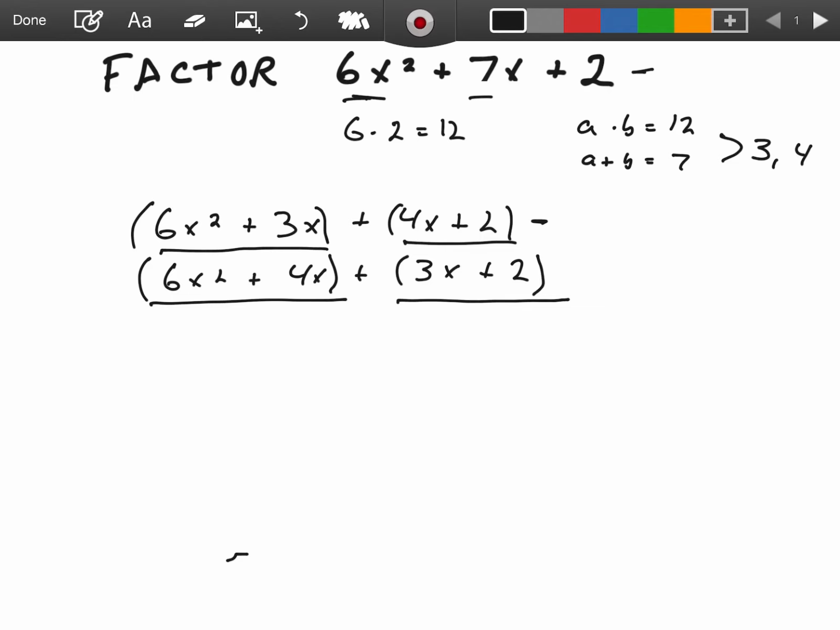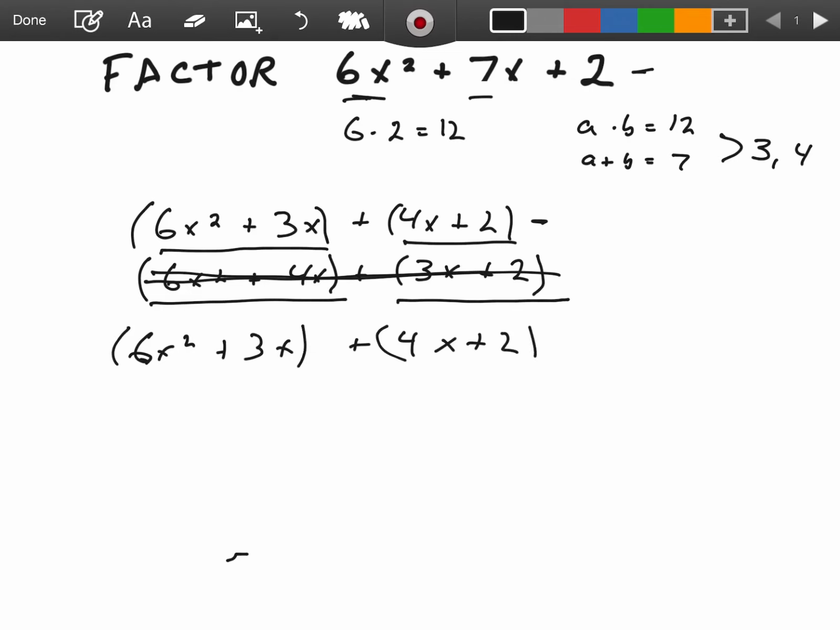Okay, so if I can't factor it, that tells me this is not the one to use. And usually that's what's going to happen. One of these works, the other one doesn't. Sometimes both of them work. But what I'm now going to do is take the equation that does work, so that's 6x squared, I'm just going to rewrite this, plus 3x and plus 4x plus 2. That was the one I decided to use, and I'm going to factor.